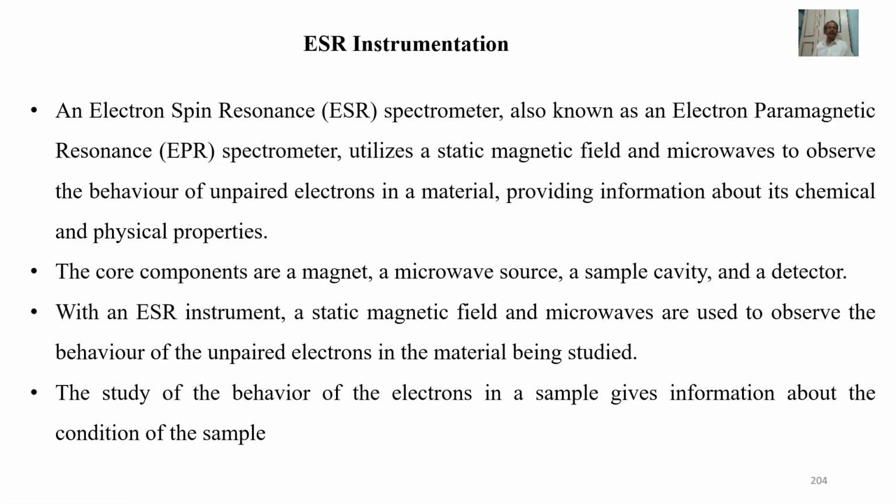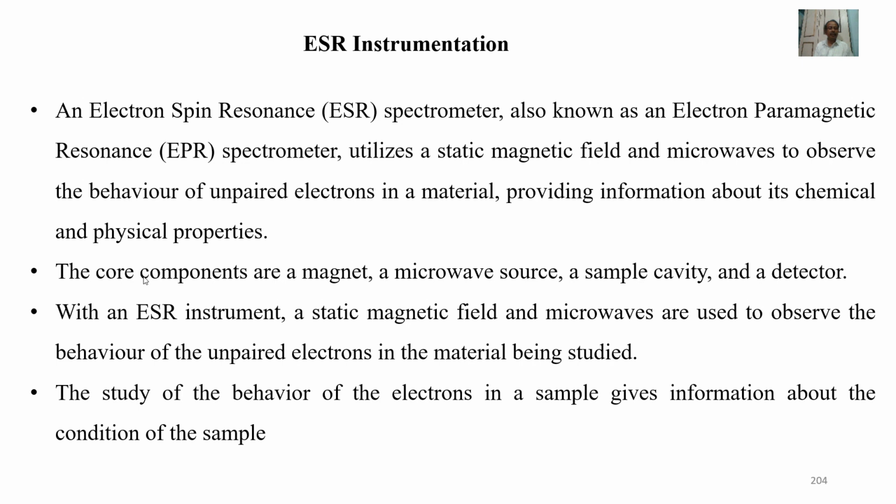Let us discuss ESR instrumentation and its applications. An electron spin resonance spectrometer, also known as an electron paramagnetic resonance spectrometer, utilizes a static magnetic field and microwaves to observe the behavior of unpaired electrons in a material, providing information about its chemical and physical properties.